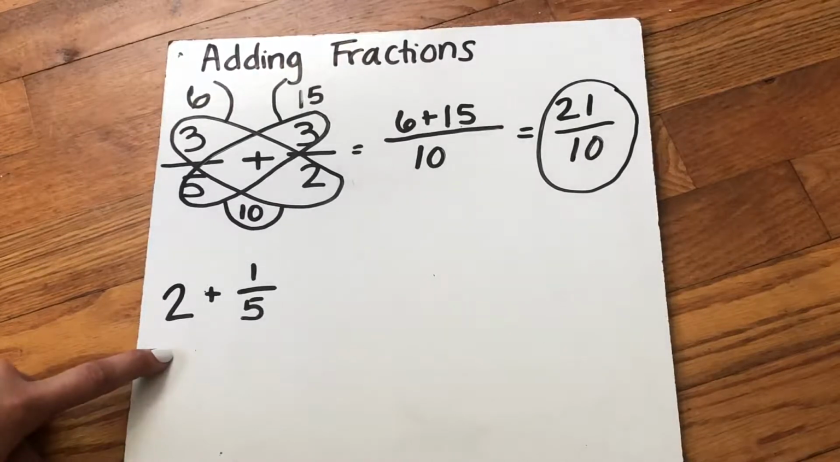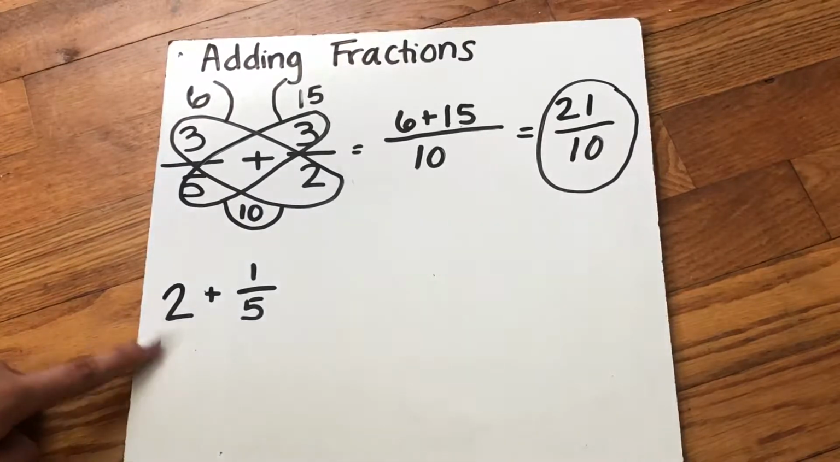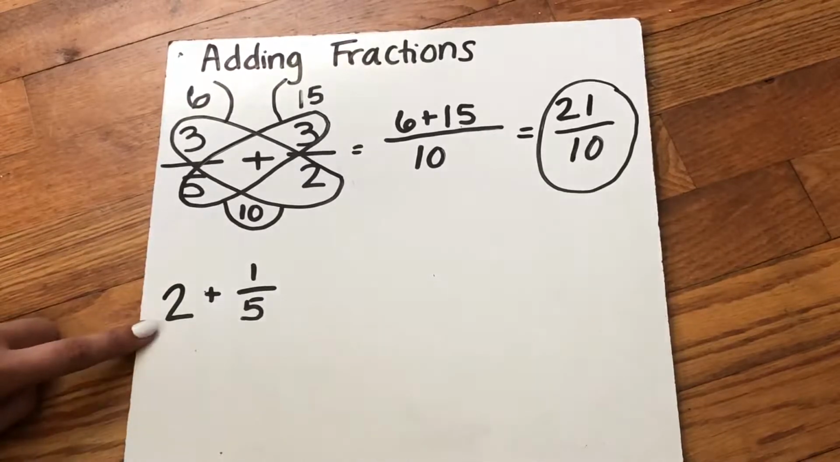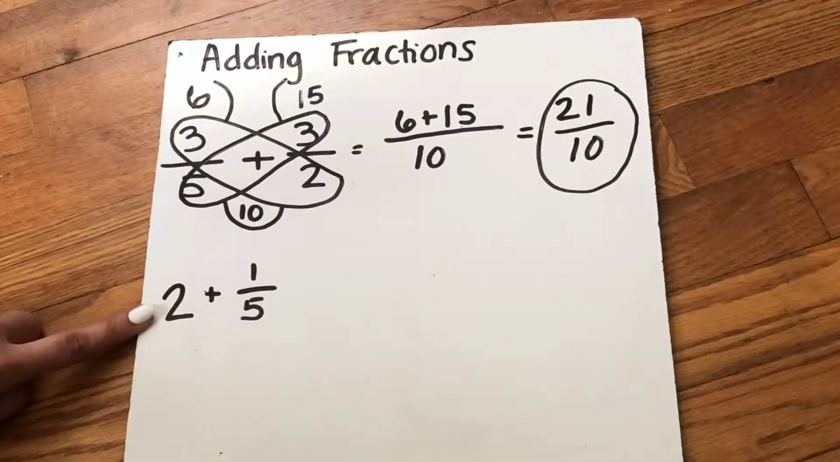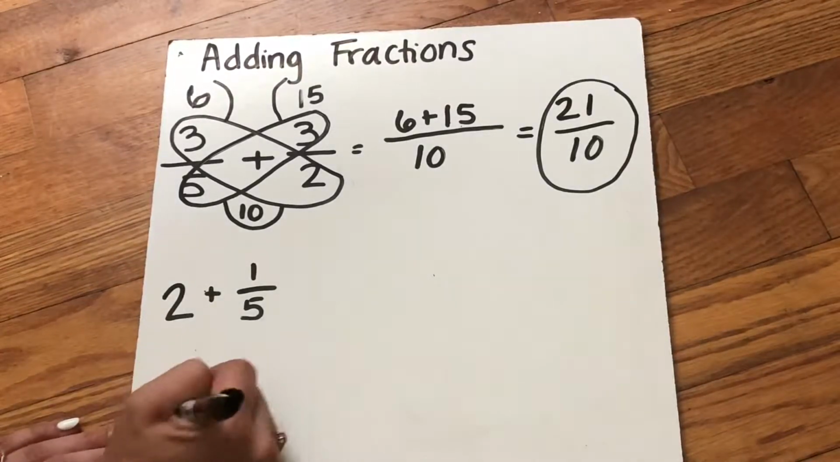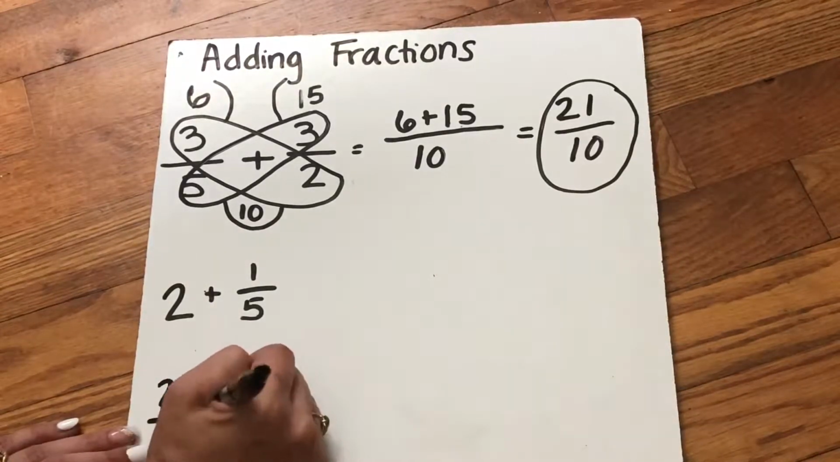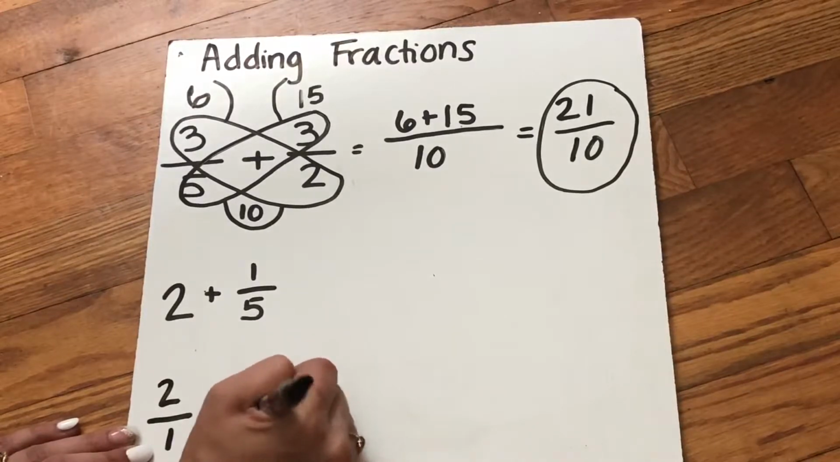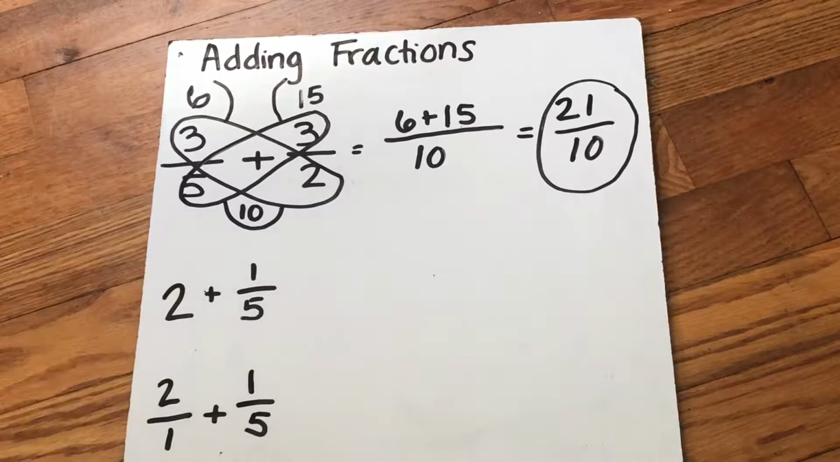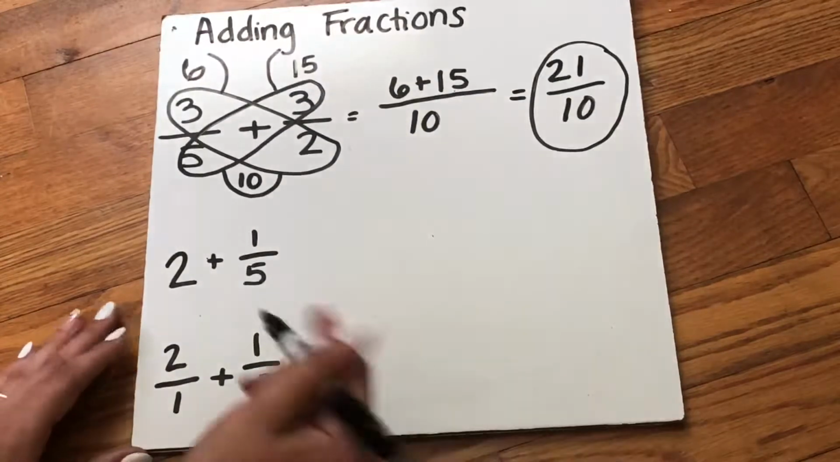Now I want to look at this one right down here because we have a whole number plus a fraction, and I want you to remember that if you have a whole number, you can always write a whole number as a fraction by putting it over 1. So I'm going to rewrite this problem as 2 over 1 plus 1/5. It's the exact same thing. These are equivalent. They equal the same thing. And now I'm going to do my butterfly method.